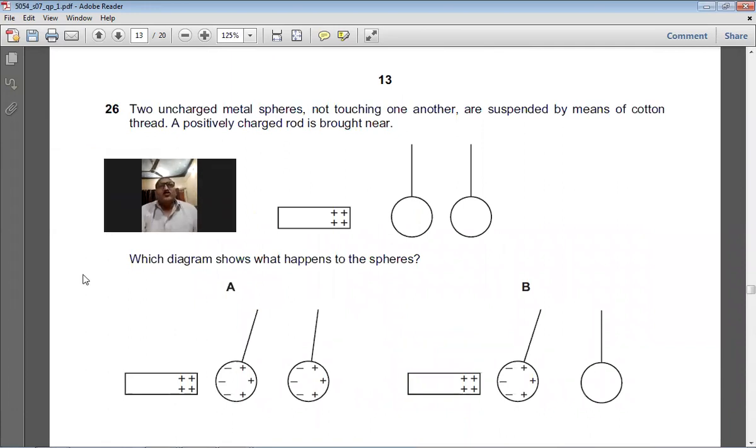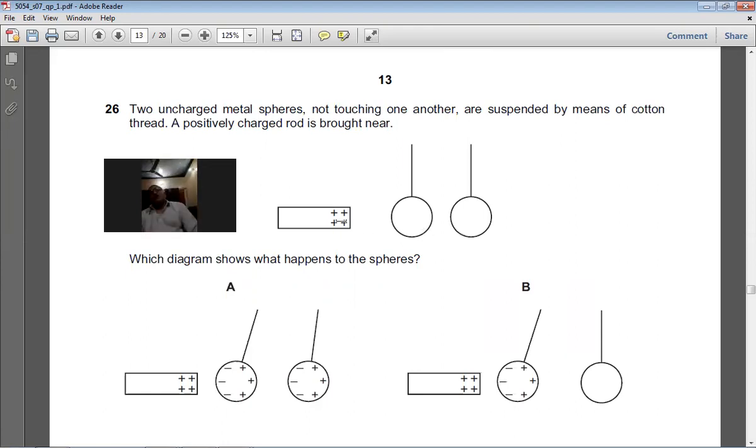Two uncharged metal spheres not touching one another are suspended by means of a cotton thread. A positively charged rod is brought near. Which diagram shows what happens to the spheres? Because this is a positively charged rod, the electrons will be attracted to this side. So this side will become negative and this side will become positive. And obviously this will be attracted.